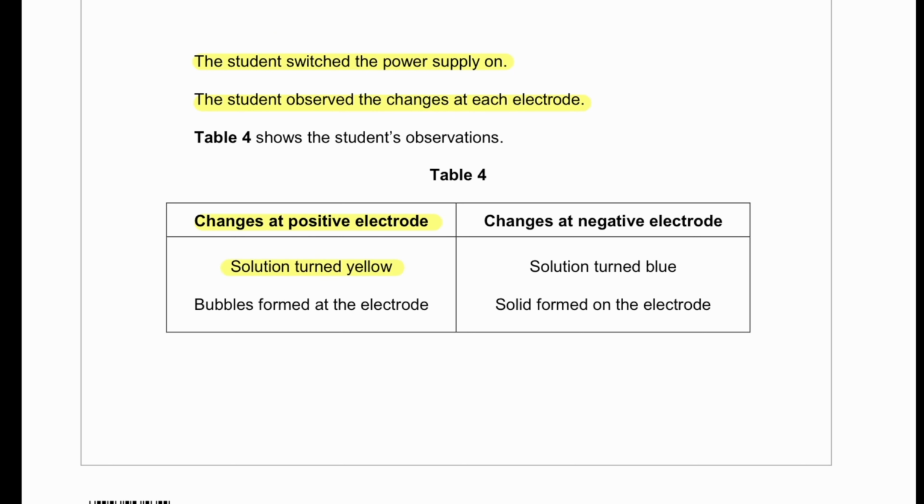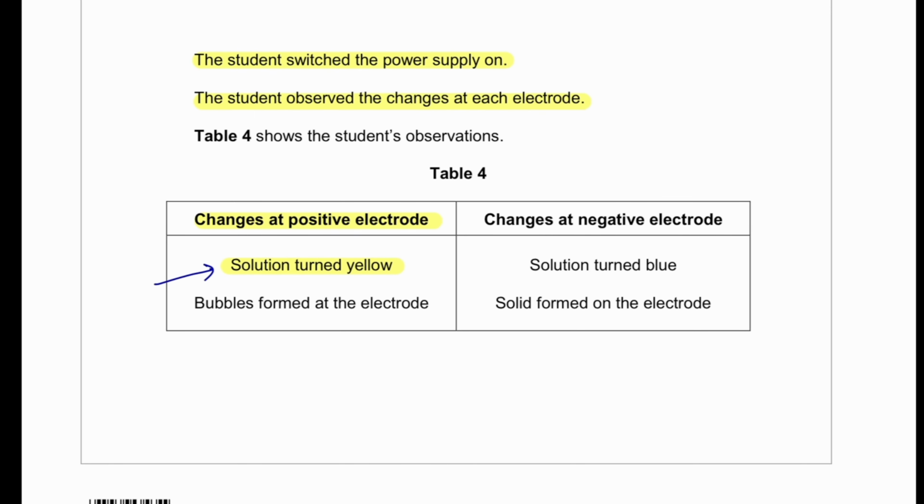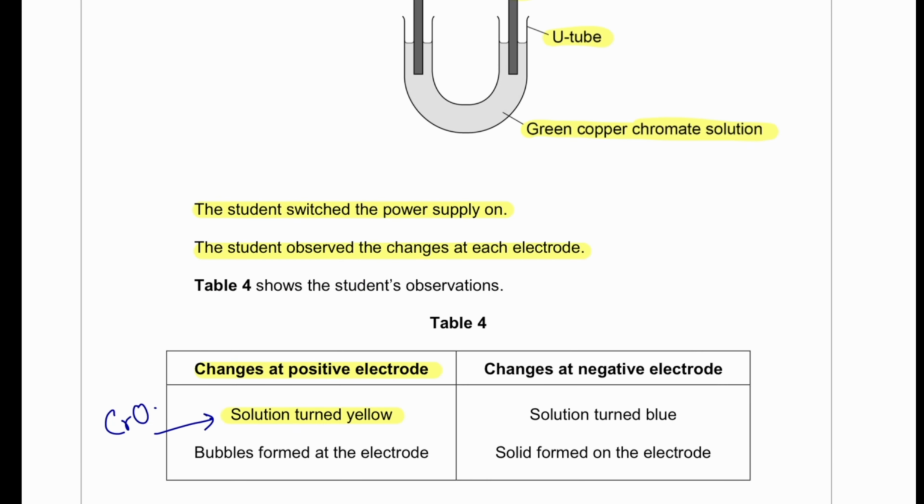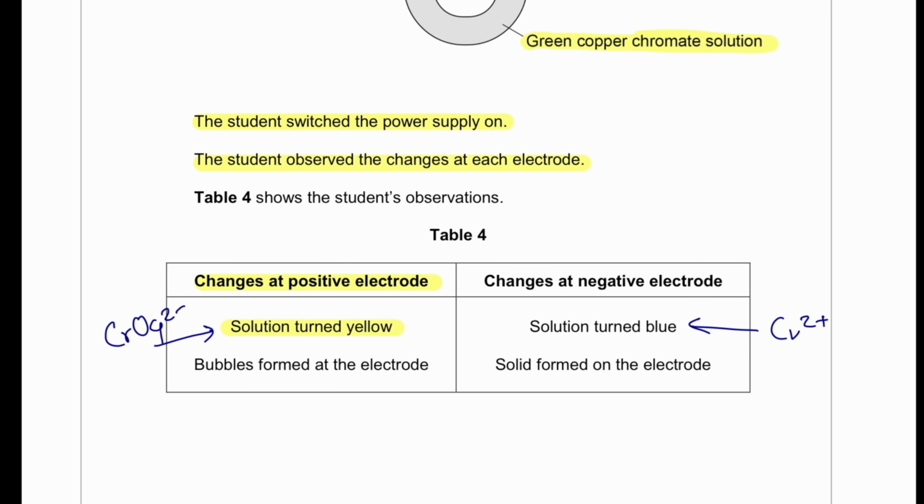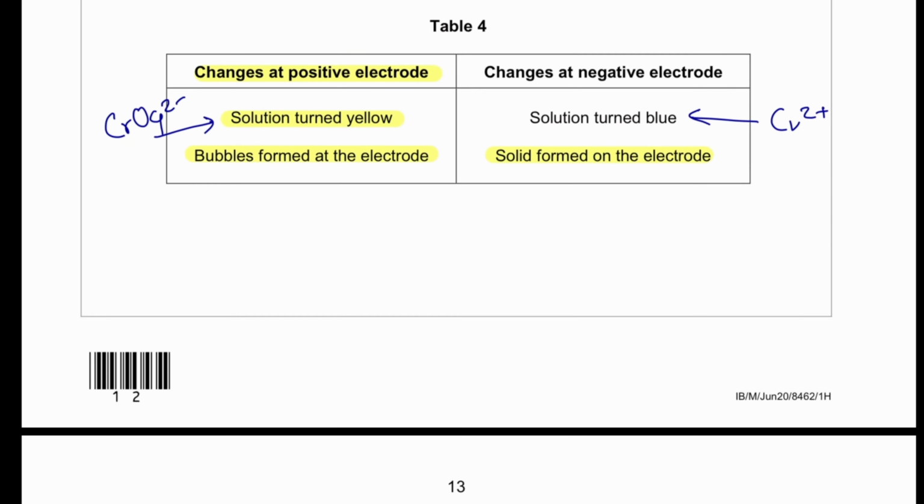So, in the positive electrode, we are going to see that the chromate ions, CrO4 2 minus, are going there. And at the negative electrode, the solution turned blue. That means copper 2 plus ions are migrating to that electrode. Bubbles formed at the positive electrode, and solid formed at the negative electrode.